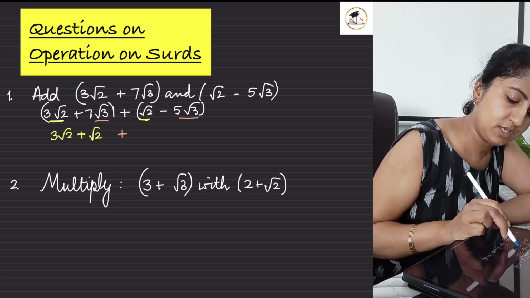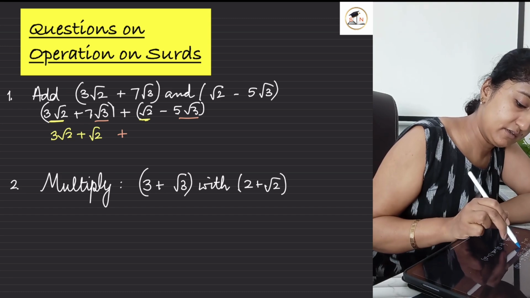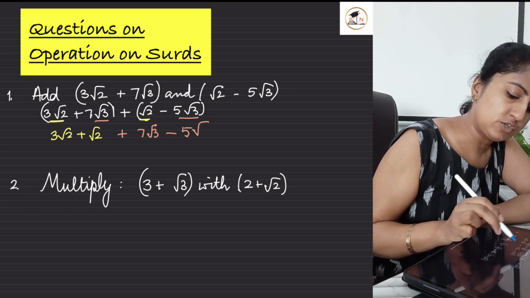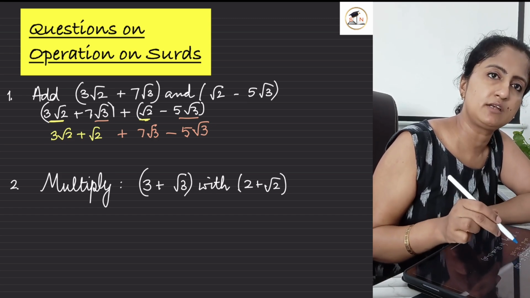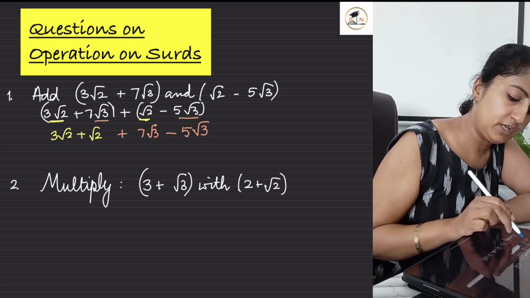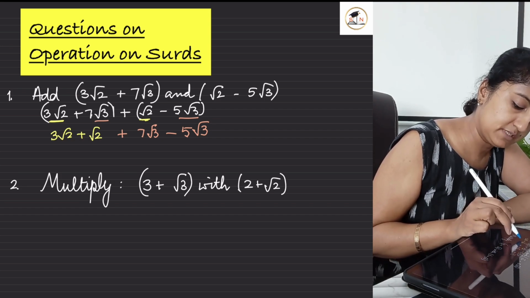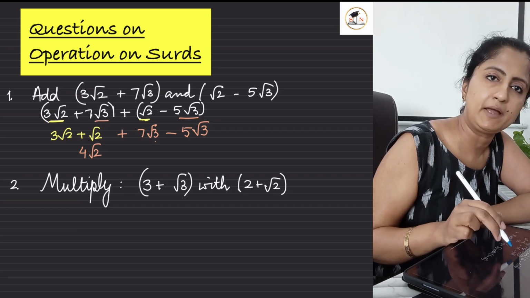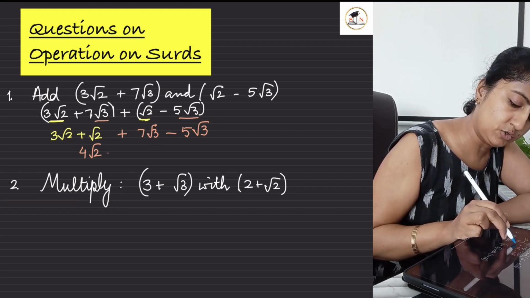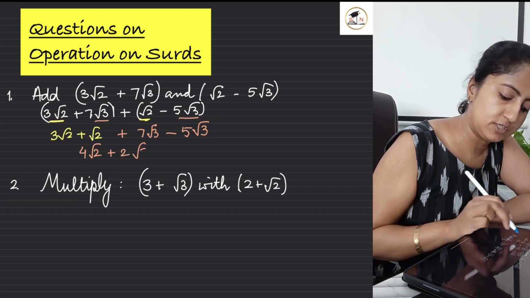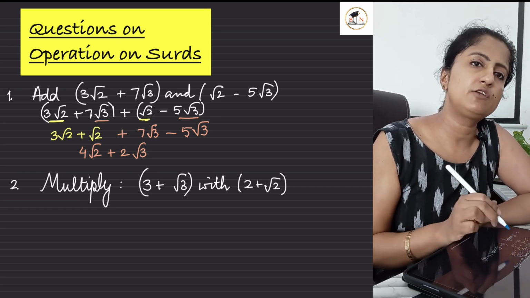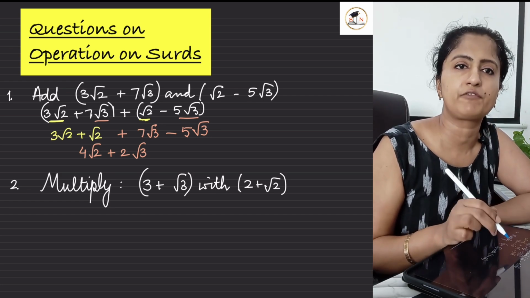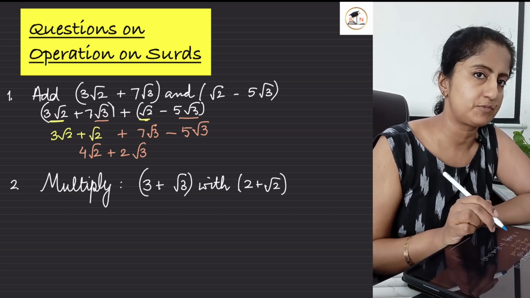So 7 root 3 is positive, whereas 5 root 3 is negative. So whatever is the sign, I have just taken down as it is. Now 3 root 2 plus root 2 becomes 4 root 2 and 7 root 3 minus 5 root 3 becomes 2 root 3. So this is going to be the final answer. We cannot simplify it further because what we have got now, root 2 and root 3, are different roots which we cannot add or subtract.